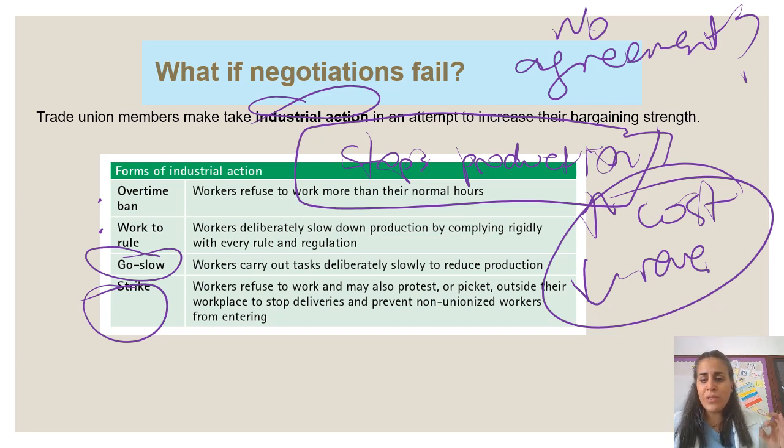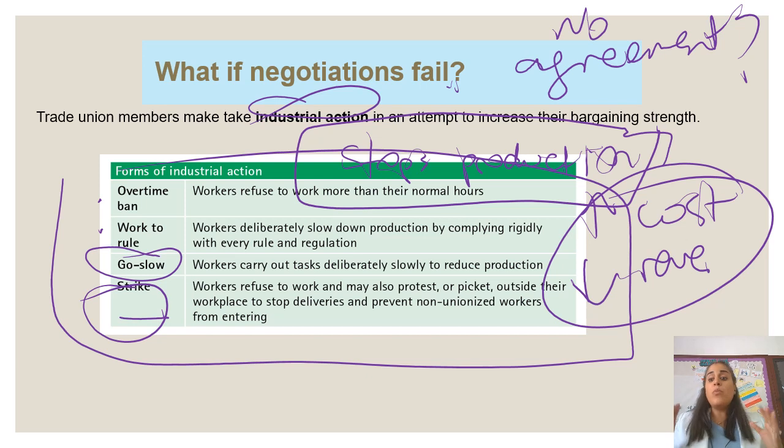Finally, the most powerful type of industrial action would be to strike. When we say the workers are on strike, it means they refuse to work and may also protest outside their workplace to stop deliveries and prevent non-unionized workers from entering the firm itself. So, if negotiations fail, what workers will be doing is they will start these forms. But what if even after they did all the different forms of industrial action, they are still not having the increase in the wage or non-wage factors?